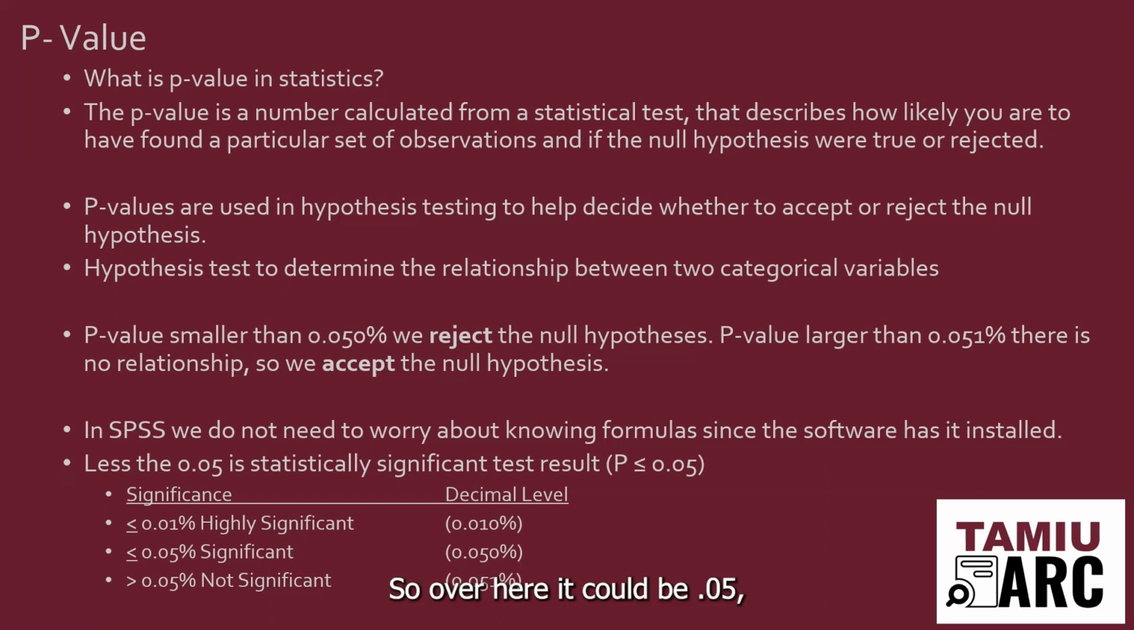So over here, it could be 0.051, or it could be 0.05004, and then it would not be significant because that is above the 0.05 threshold.